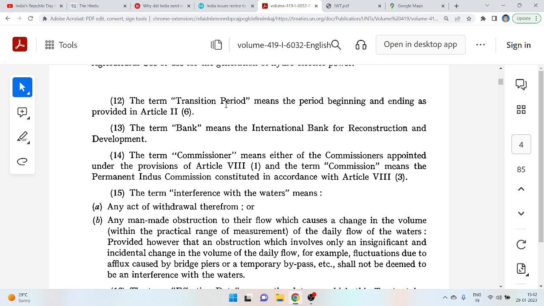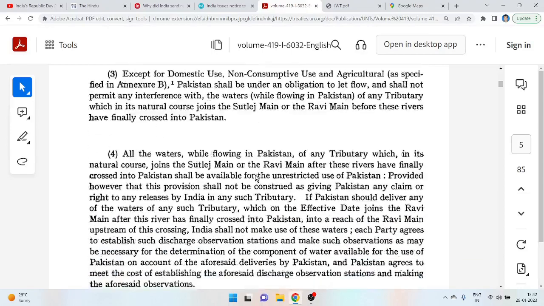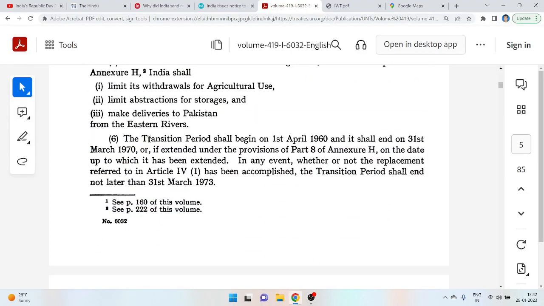So, what is the length of the transition period? It is written here in Article 2.6. If you move to Article 2.6, it says the transition period shall begin on 1st April 1960 and end on 31st March 1970. So, nearly 10 years, exactly a 9-year gap. This is the transition period. And if Pakistan wants more time to prepare, then Pakistan has to pay an amount to India. That is also written here.